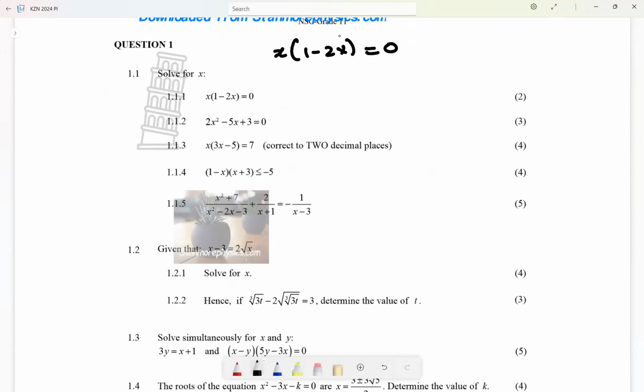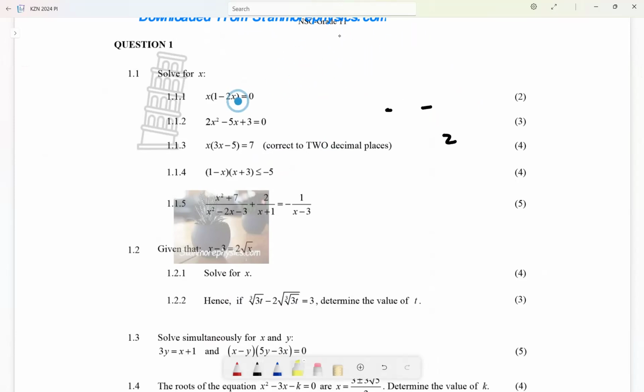So how can you solve this? We say, okay, it's either x is equal to 0, or the inside bracket thereof, which is 1 minus 2x, is equal to 0. I can solve this one any further. So I can take this 1 to the other side so that it becomes negative 2x is equal to negative 1, x is equal to what? Divide by 2, it becomes half. So my values here are x is equal to 0, or x is equal to half.